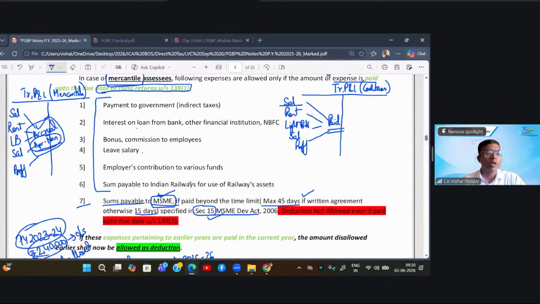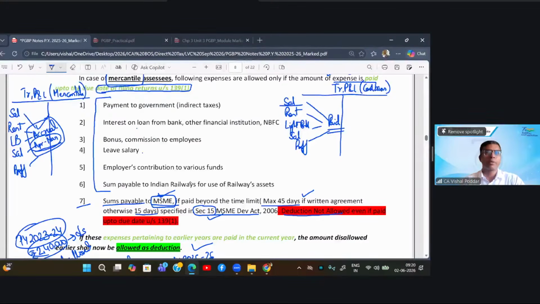If you do not make payment within the timeline, then the same result as what we studied for the above 6 applies: you will not be allowed the deduction in the current year. But again, this relaxation also applies. This deduction will be allowed to you whenever you make payment to the MSME in a future year. So for MSME payments, there is a slightly different condition.